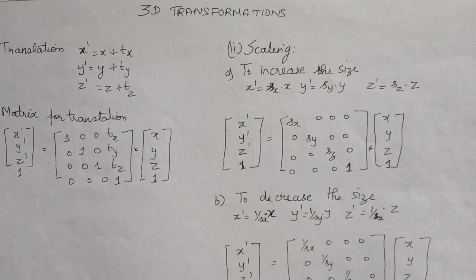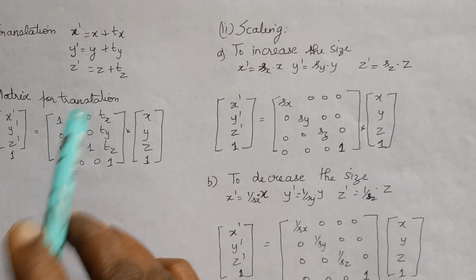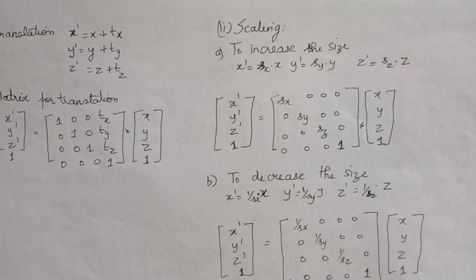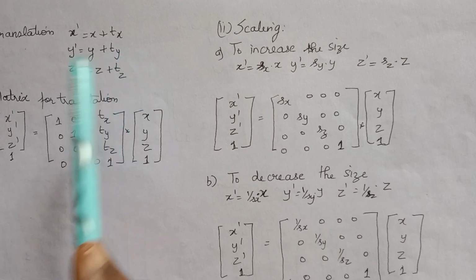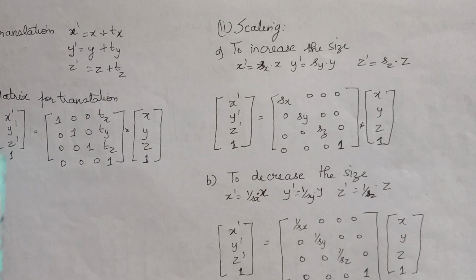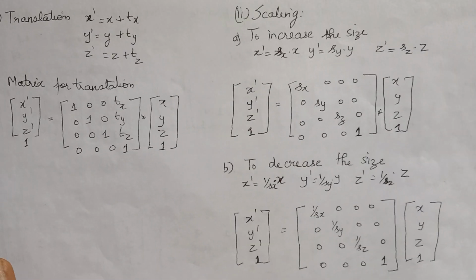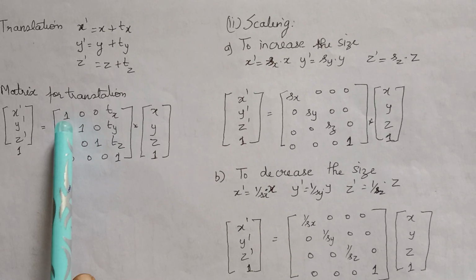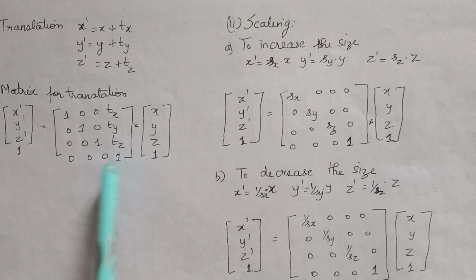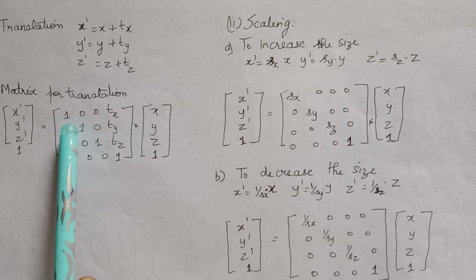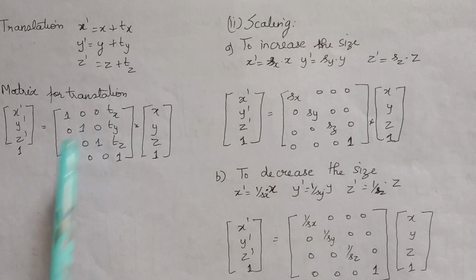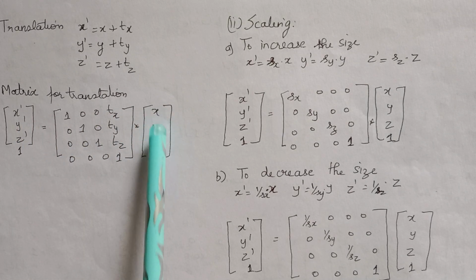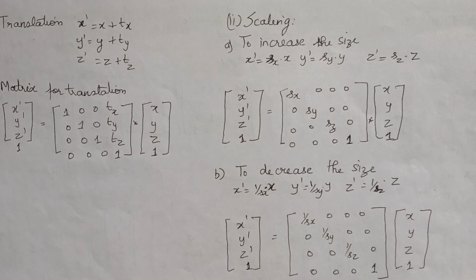Now for 3D transformations, it is similar to 2D only. We only add the new coordinate, that is the plane, z. So x dash will be x plus tx, y dash will be y plus ty, z dash will be z plus tz. So this is how the homogeneous matrix will be. x dash, y dash, z dash, 1 will be: you write tx, ty, tz, and in the diagonal you write 1, and other places you put zeros. So this is how the translation will be of the current coordinates, that is x, y, z, and 1.